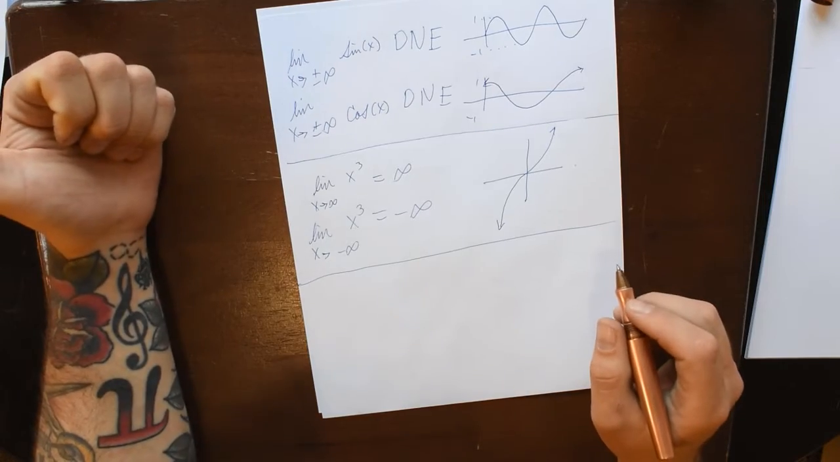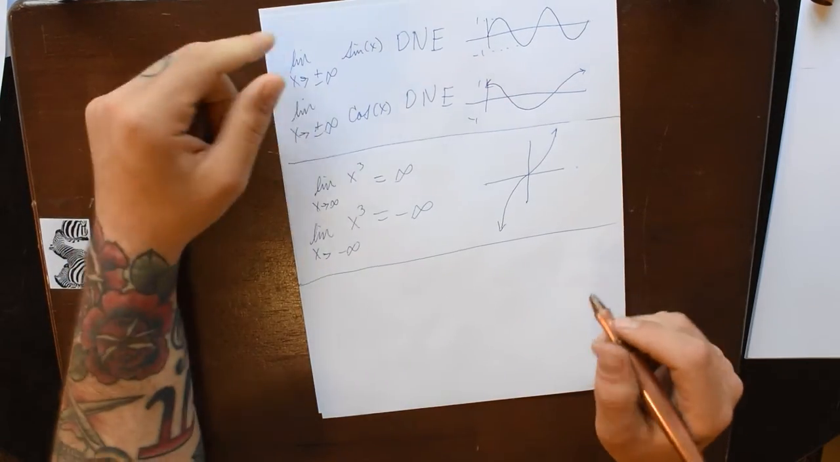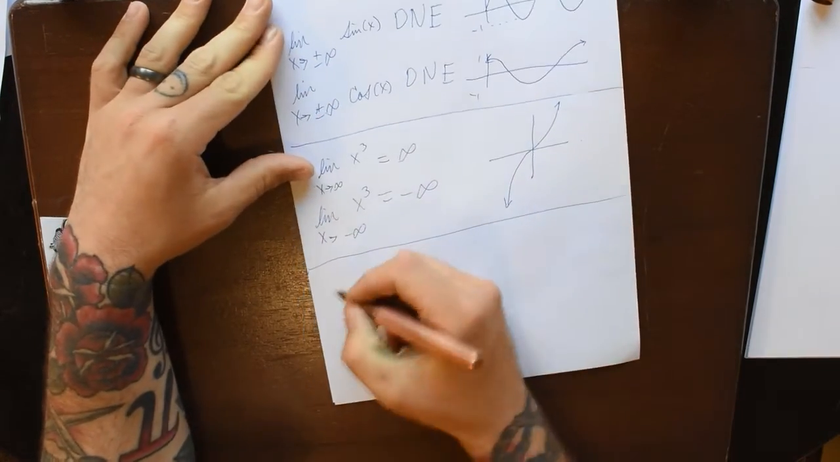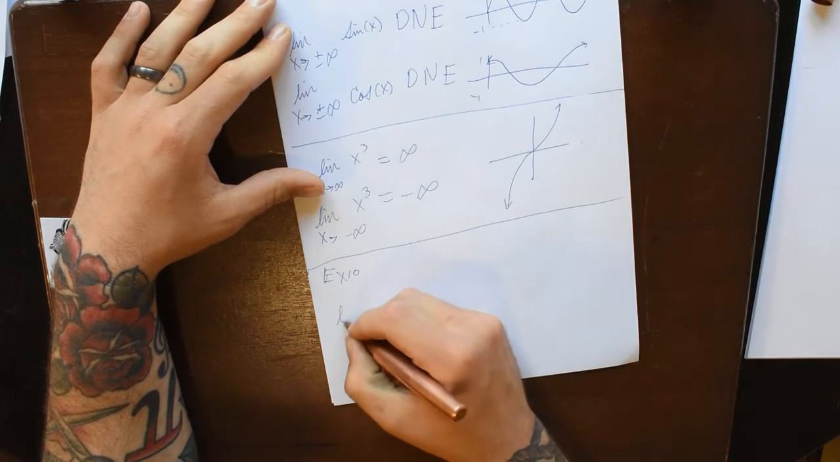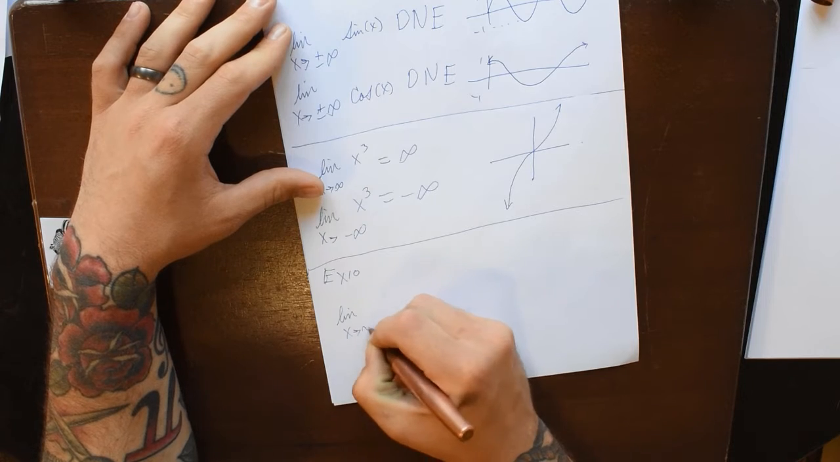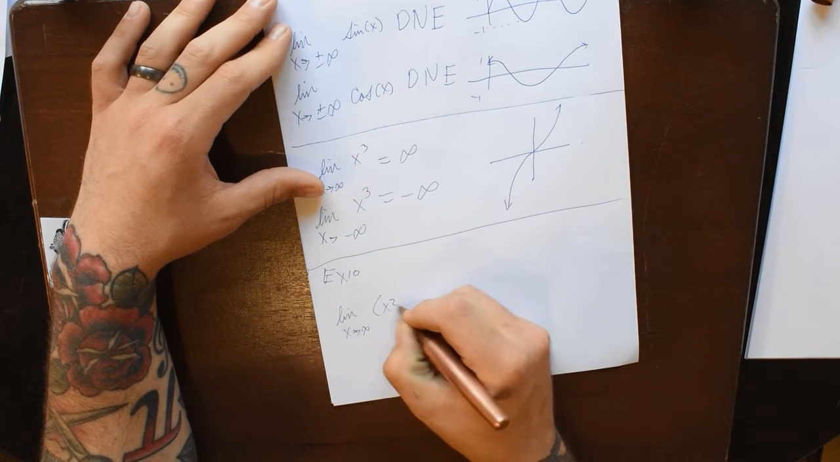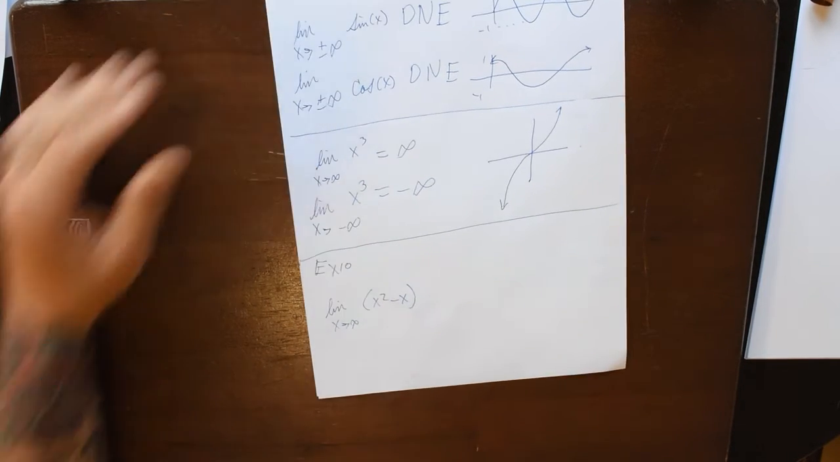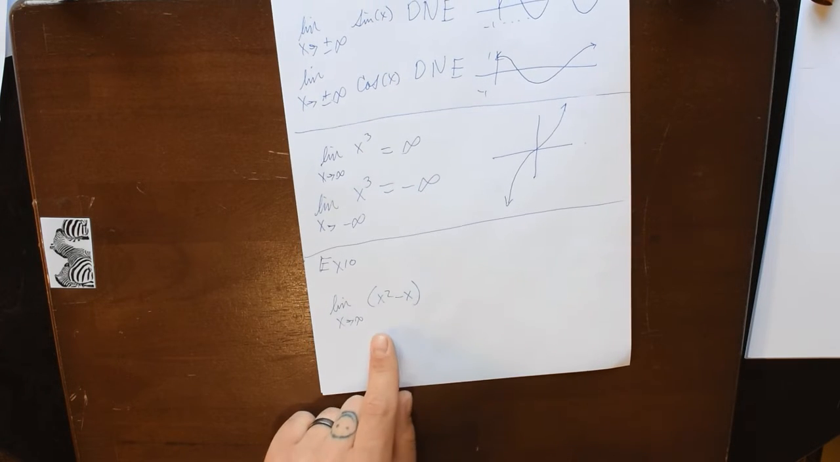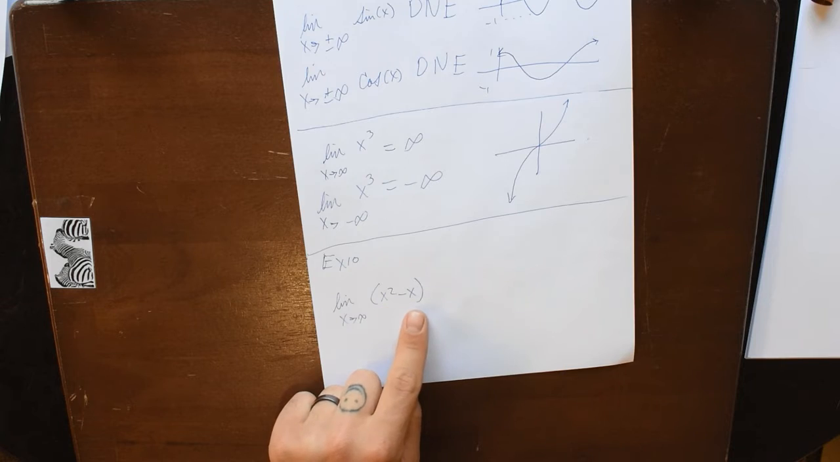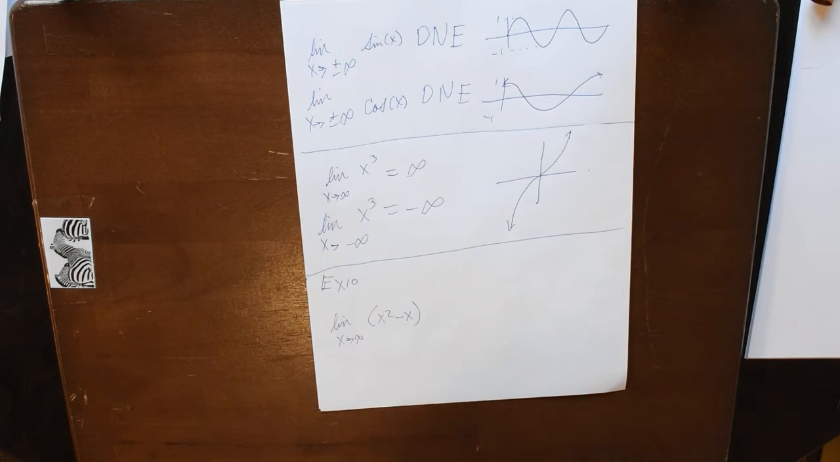Kind of going back to our indeterminate form, this example honestly should be about 4 examples ago. Example 10, taking the limit as x goes off to infinity of x squared minus x. These parentheses are technically pretty important, there's nothing pretty about it. I wrote it. You guys have been forced to read my handwriting, for which I apologize.